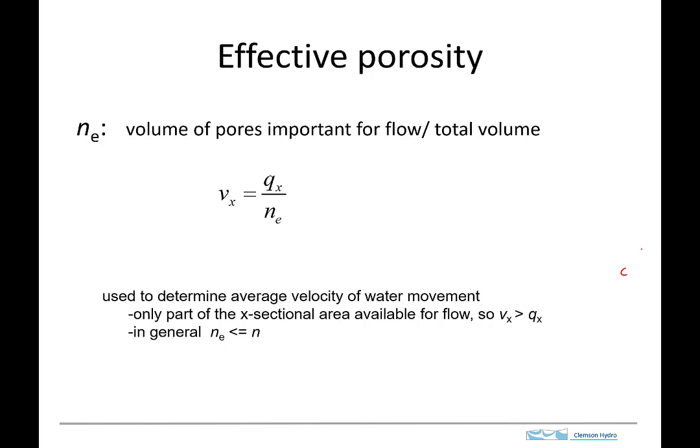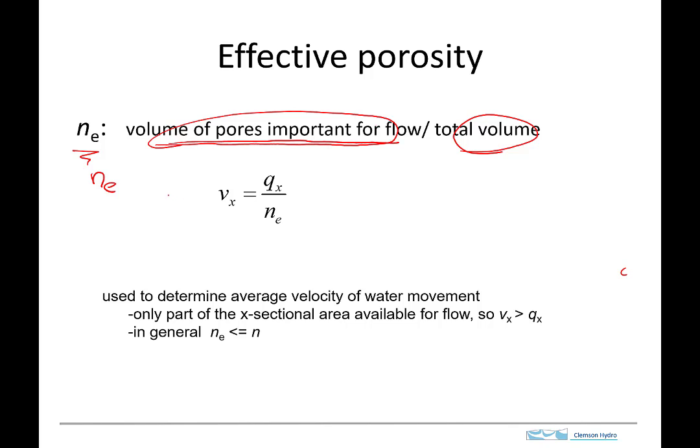We can think of the effective porosity of a porous material as the volume of pores that are important for flow to the total volume. That ratio is the effective porosity, and here I'm writing effective porosity as N sub E. Now, if we want to measure the effective porosity, it's really not feasible to measure the volume of the pores that are important to flow.